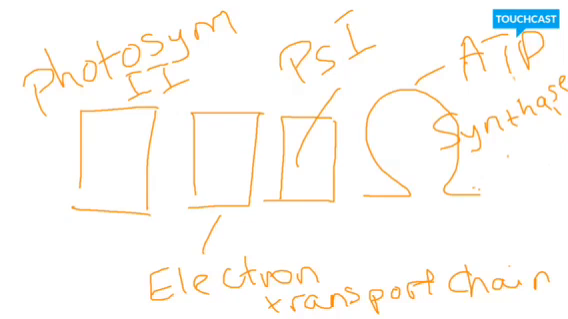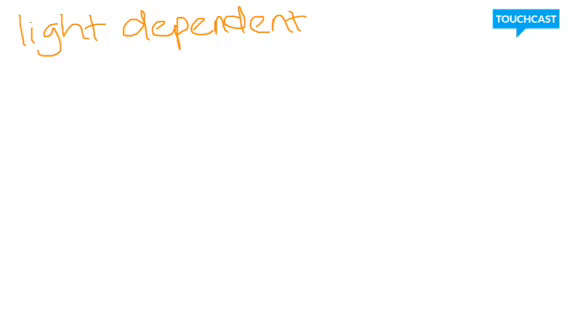Alright, so this is what the structure of the thylakoid membrane looks like. You have three structures: photosystem 2, the electron transport chain, and photosystem 1, and then you have ATP synthase, which is an enzyme responsible for the production of ATP. Now, what you need to know in the light-dependent reaction, sunlight.